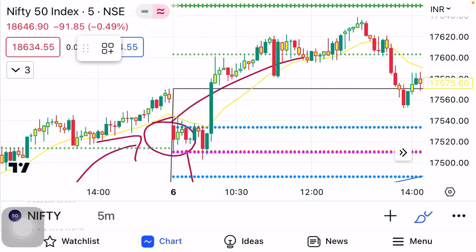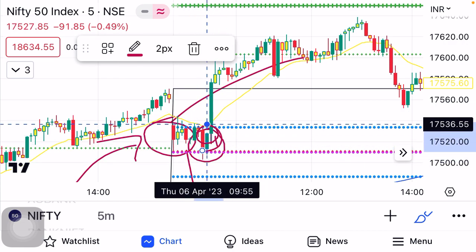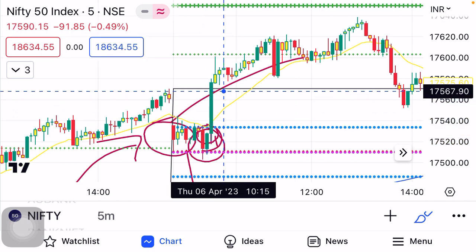If you are okay at this point, if it is breaking and you can enter with conviction, then you can think about taking a trade.